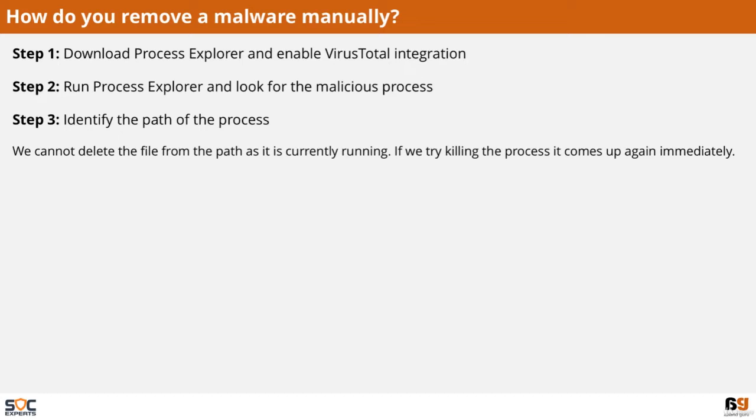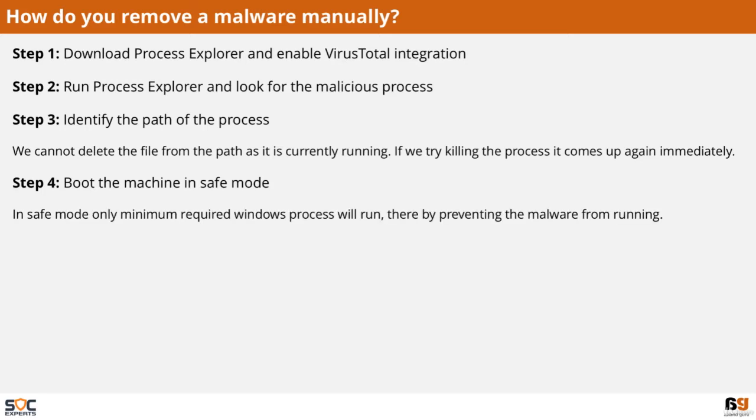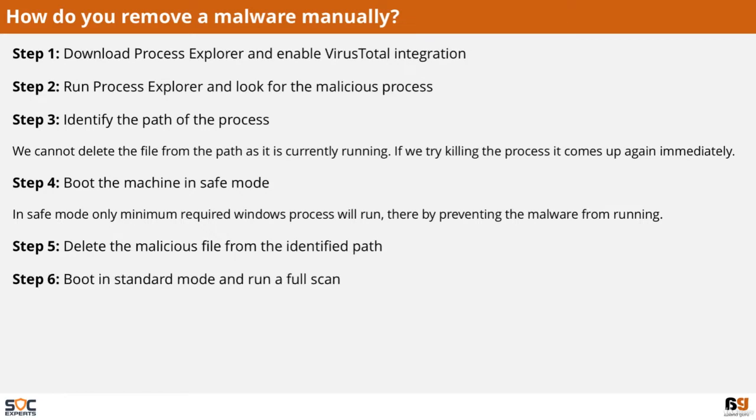file from where it is running. However, we cannot delete the file because the process is running, and if we try killing the process, it comes up immediately. So it is a deadlock situation. You cannot delete the file and you cannot kill the process. So what we do at this point is boot the machine in safe mode. In safe mode, only the minimum required Windows processes will run, thereby preventing the malware from executing. So at this point, we can delete the malicious file from the identified path, and later boot the machine in standard mode and run a full scan.